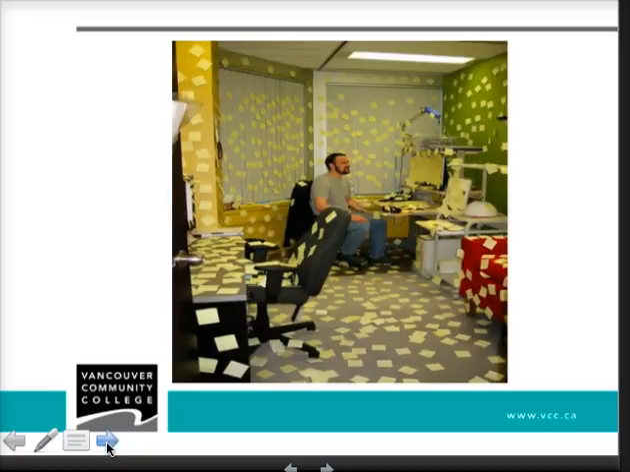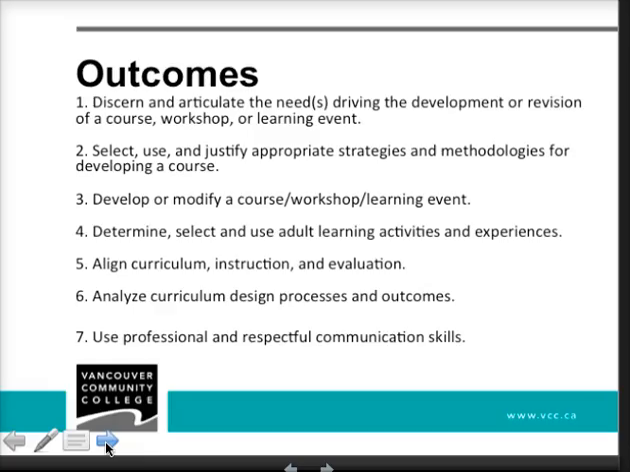Here's a picture of a person in the middle of a brainstorming session. Do you recognize these outcomes? These are the learning outcomes from this 3210 course, which you can find in your course syllabus. This course 3210 used an outcomes-based approach to development.